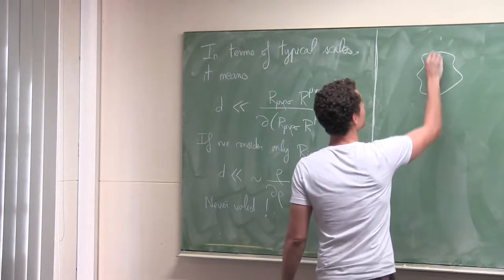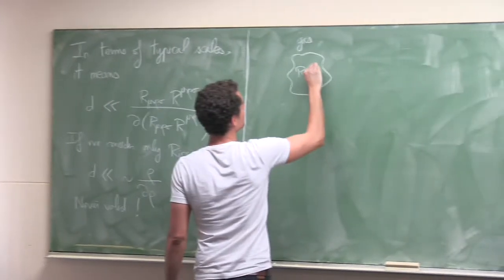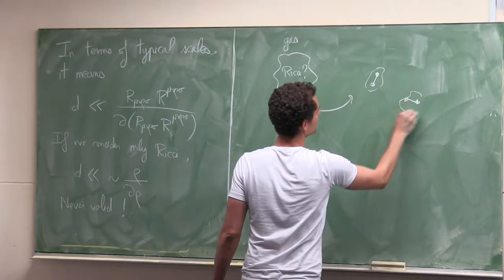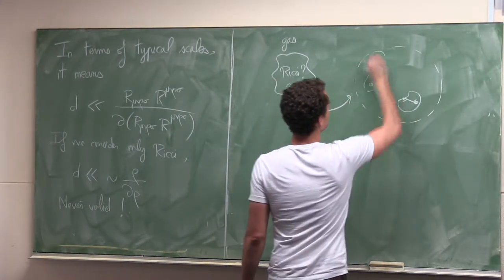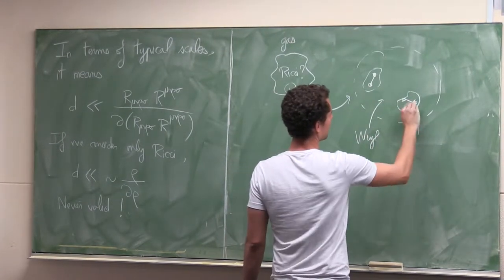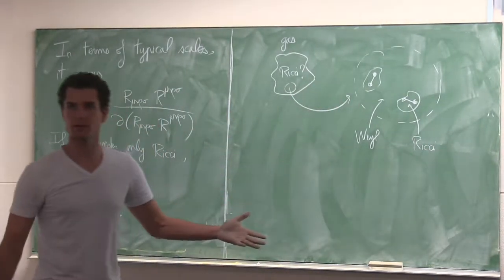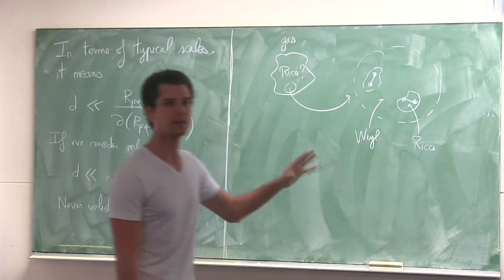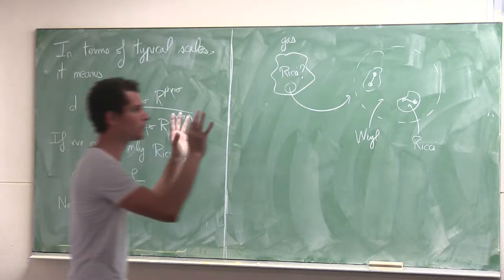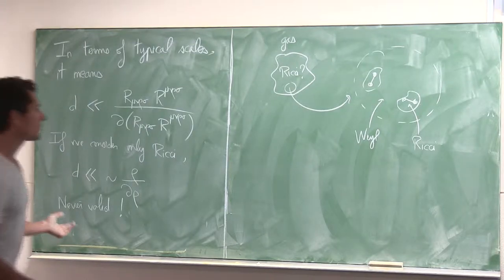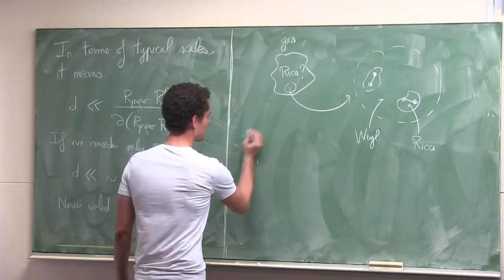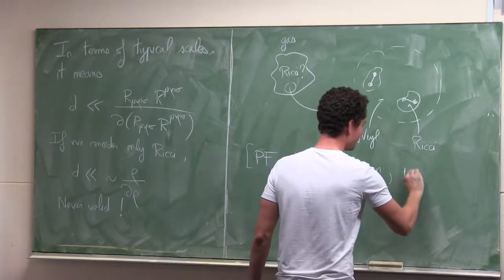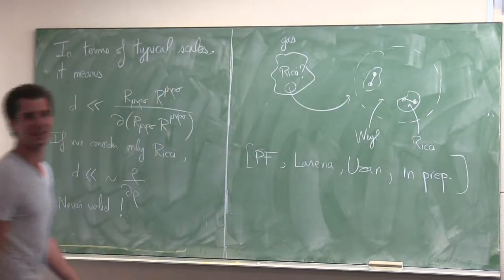So if I have a gas, for example, is that Ricci? Well, I zoom in. I've got molecules with electrons and things. So actually, what I have here is Weyl, and what I have here is something which is Ricci. But this depends on the resolution. So there is actually something to understand in what the infinitesimal means and in which situation this approximation can be valid, and what are the laws at work that make the whole thing work. So this was just a teaser, because there is a paper by Larena and Uzan in preparation about that. Just a teaser.